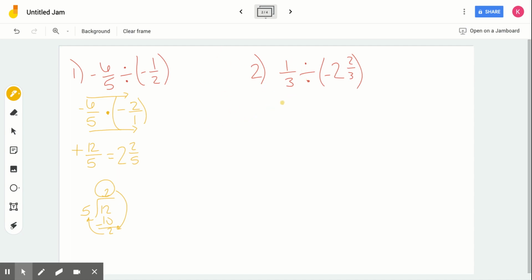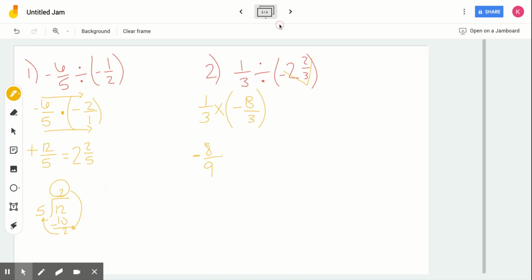With number 2, we are going to rewrite the problem to multiply by the reciprocal. Now, when we need the reciprocal, we have to change the mixed number into an improper fraction. So we can snowball. 2 times 3 is 6 plus 2 is 8. So we have negative 8/3. Now, a positive times a negative, that's an odd number of negative signs, it's going to give us a negative answer. 1 times 8 is 8, and 3 times 3 is 9. Negative 8/9 cannot be reduced, so we are finished.